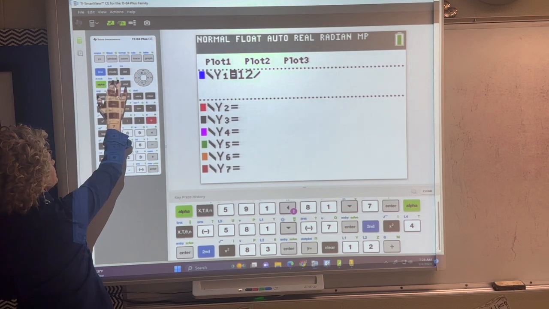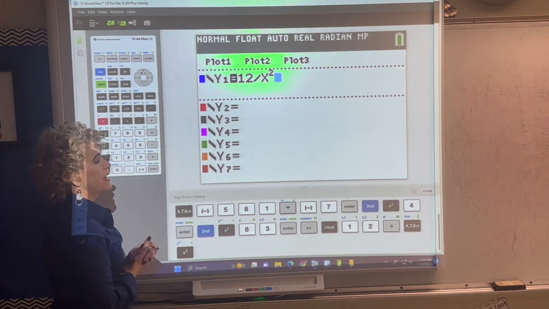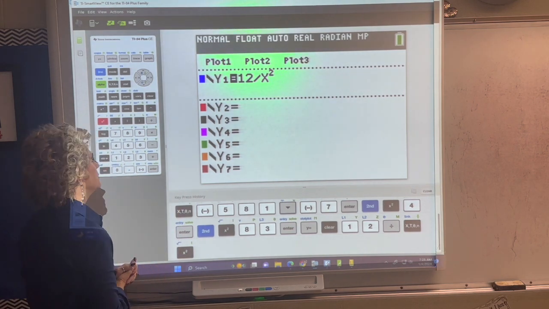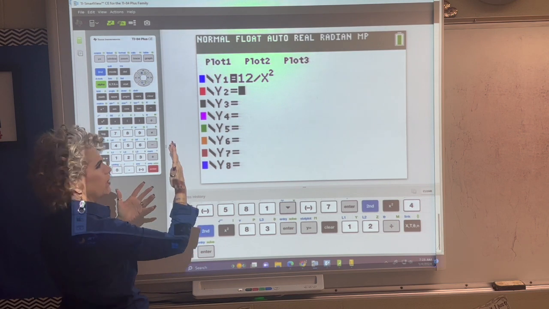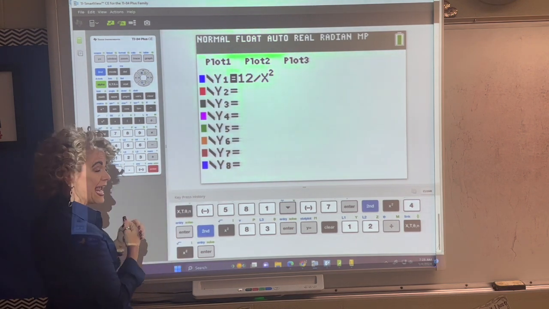X is next to your alpha button, and then I'm going to square it. I've got 12 divided by x squared because I want to know what the radical simplifies to. I hit enter. Fine. Oh, I didn't do anything. We don't care. This isn't what we want. We want to look at the table.